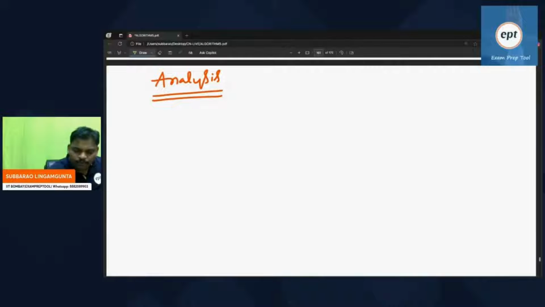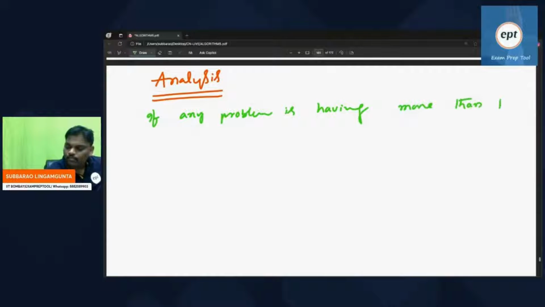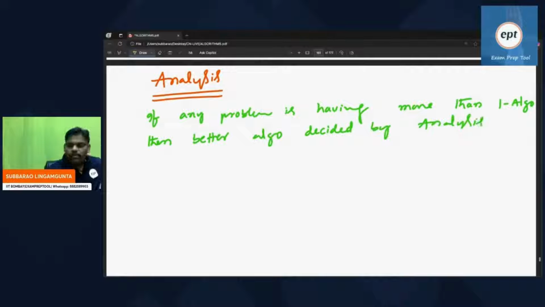Right, I'm explaining. If any problem is having more than one algorithm, then the better algorithm is decided by analysis.